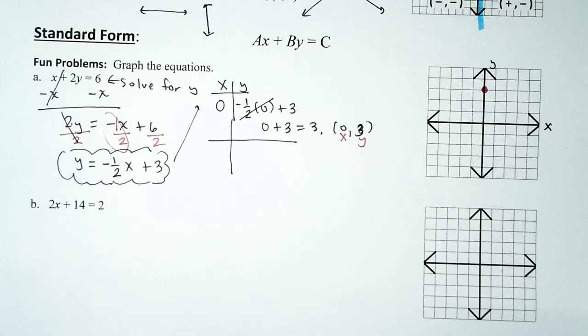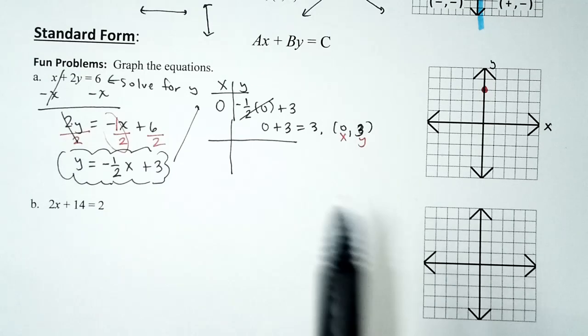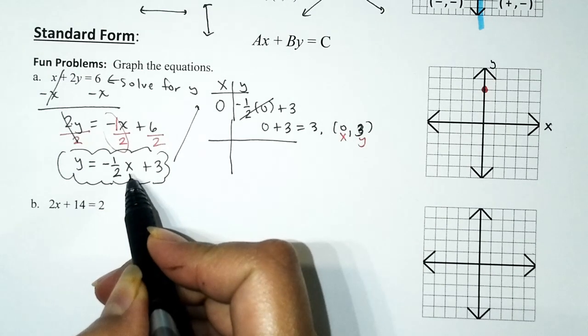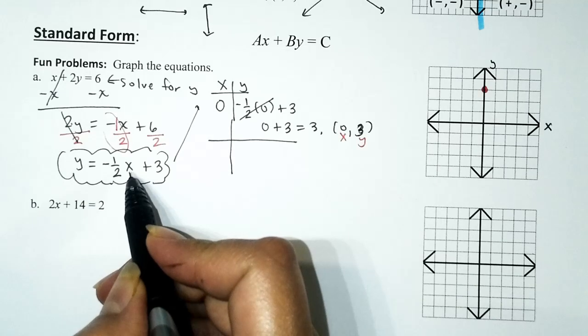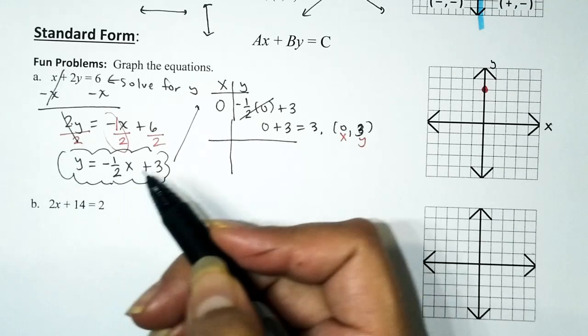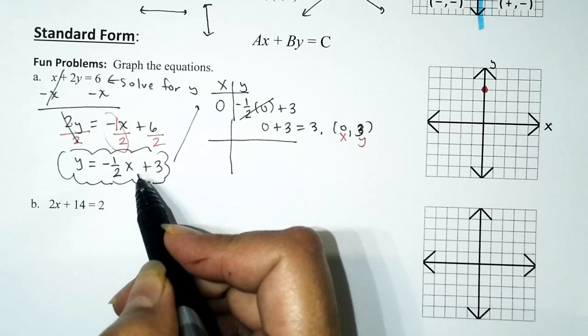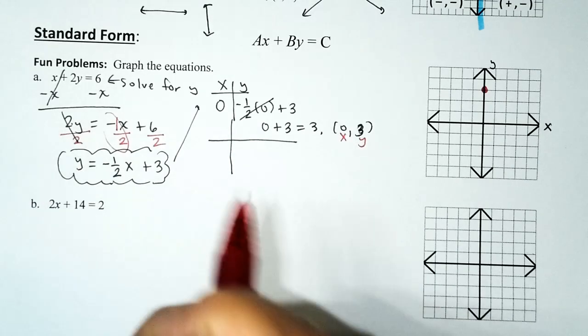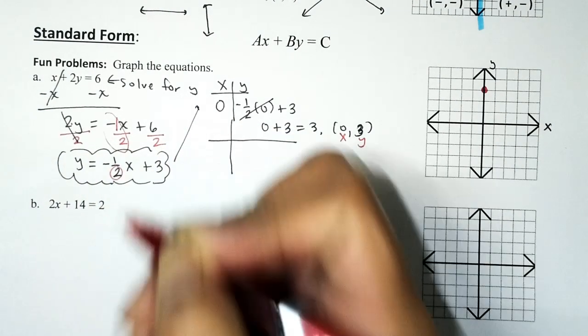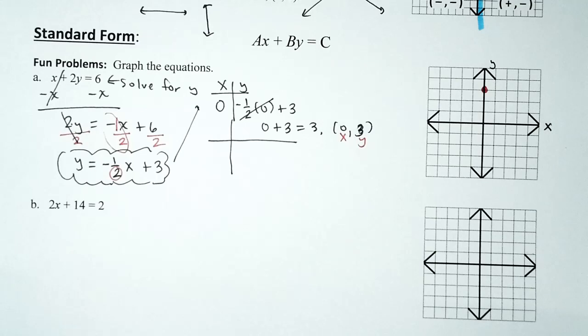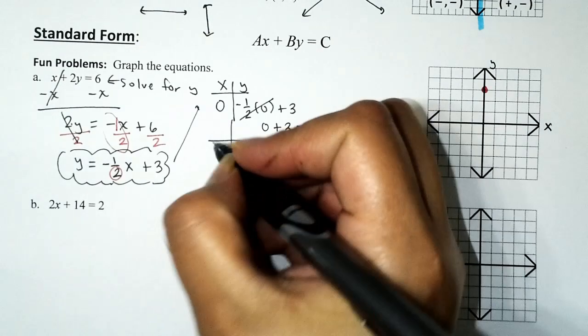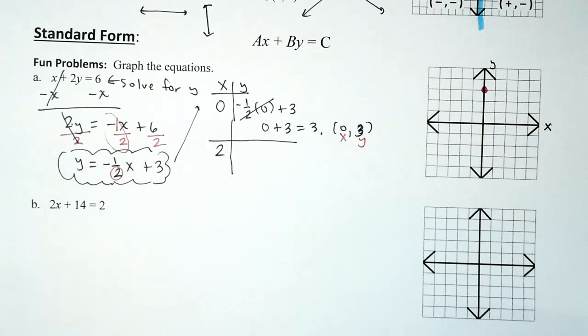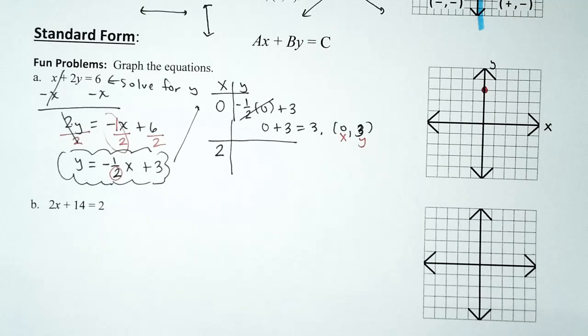My next favorite x value is typically 1, but in this case I don't want to pick 1 for x because -1/2 times 1 is going to give me a fraction. We don't have time for that. So what I will recommend is to pick multiples of 2, whatever the 2 will cross cancel into. In this case, multiples of 2: 2, 4, 6, 8, and their opposites, -2, -4, -6, -8.